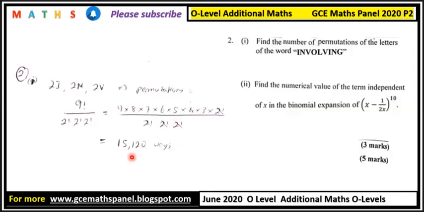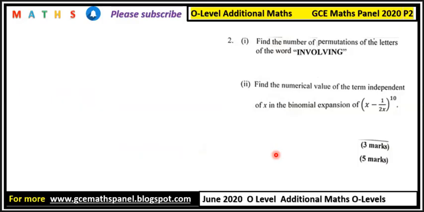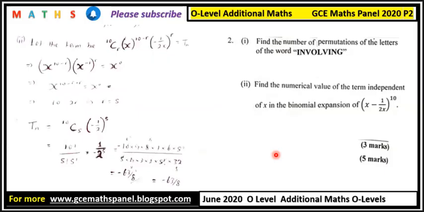And when we simplify, we have 15,120 ways. The sub-two of the question reads, find the numerical value of the term independent of x in the binomial expansion x minus 1 over 2x, all that raised to the power 10. So we can find this numerical value by using the combinations.